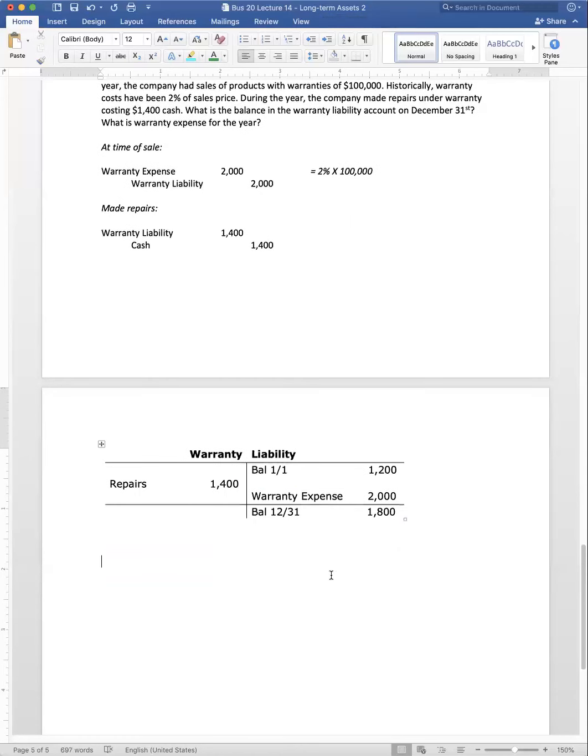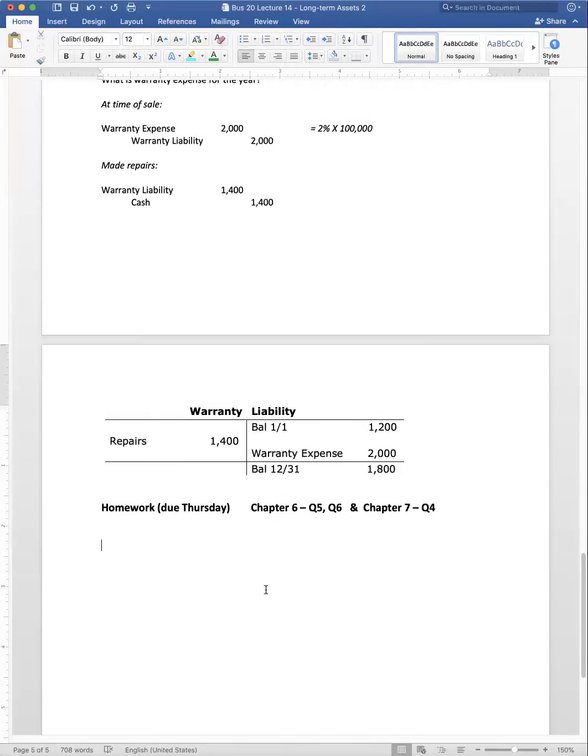All right, so that's everything for today. Now we have homework, and because of the upcoming tests, this homework will be due on Thursday. So for Thursday, I'd like you to look at Chapter 6, questions 5 and 6. That deals with selling assets and depreciation. And then Chapter 7, that's where warranties are covered. So question 4 is on warranties.